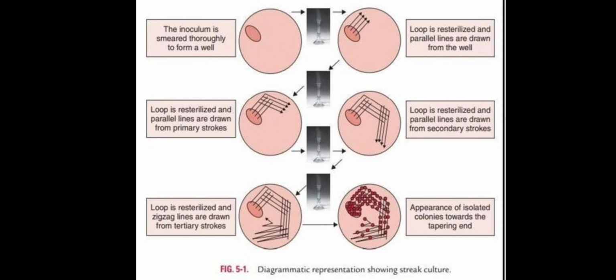The inoculum is spread in the first quadrant. The loop is sterilized and parallel lines are drawn from the initial streak. The loop is retraced and parallel lines are drawn from the primary stroke, then from the secondary stroke. The loop is restricted and zigzag lines are drawn from the tertiary stroke. Isolated colonies appear towards the ending end.